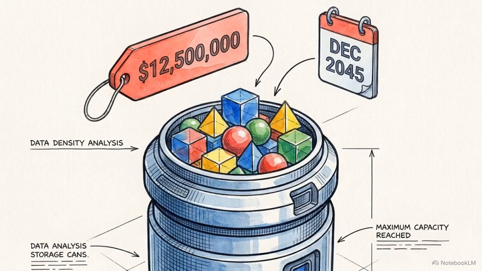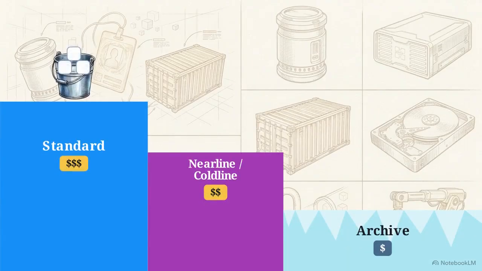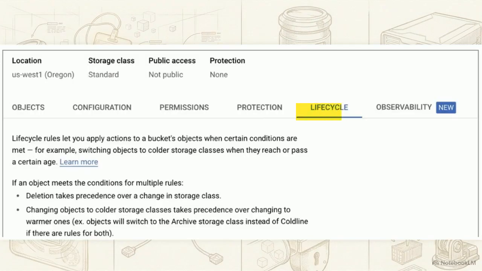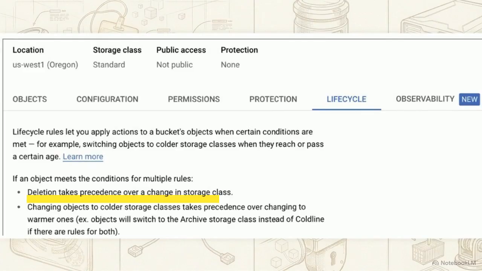As data ages in these buckets, paying standard rates becomes inefficient. Cloud storage uses object lifecycle management policies to automatically move older files to cheaper, colder storage tiers based on rules you define. This interface shows the Lifecycle Configuration tab in the Google Cloud Console. Here, you apply actions telling the system when to switch objects to different storage classes. If multiple rules conflict, deletion rules always override a change in storage class.